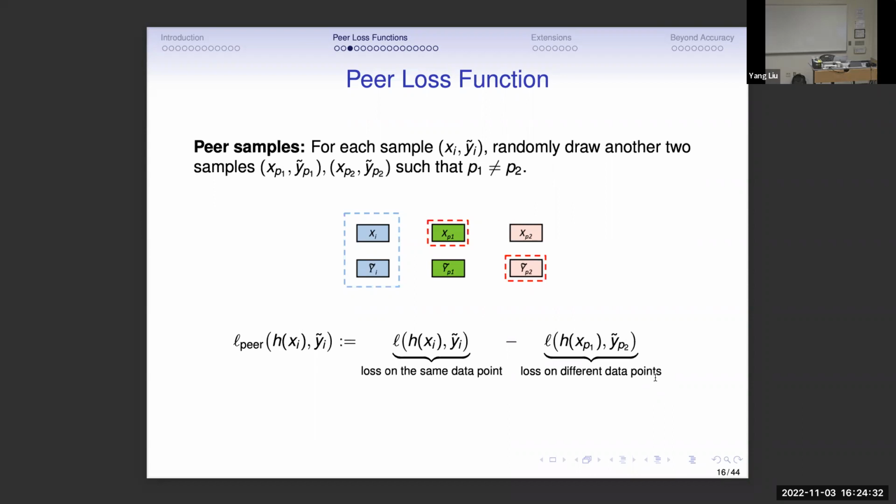And each of the baseline L here can be any loss that people use, cross entropy, hinge loss, or whatever. So the only thing to do is add this additional term.